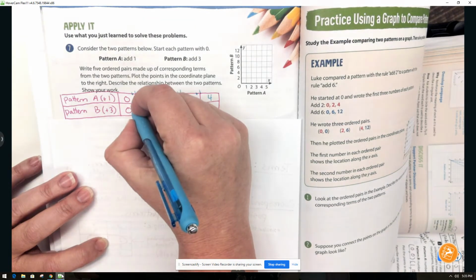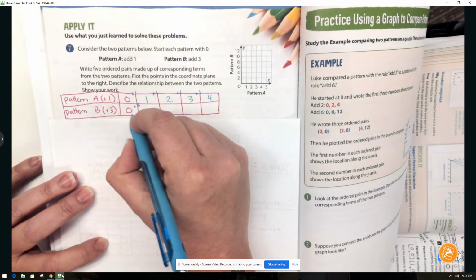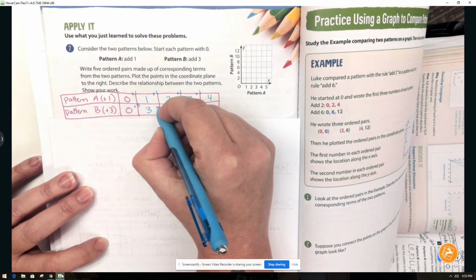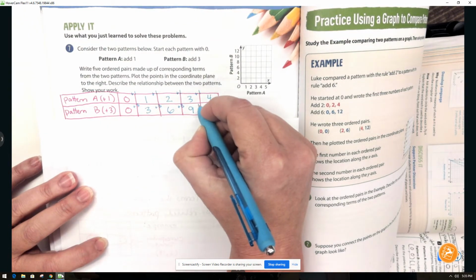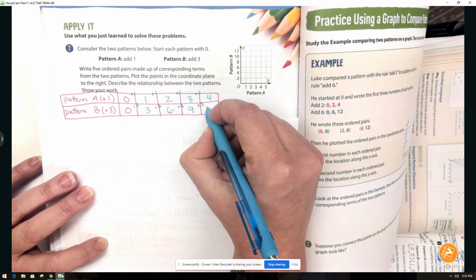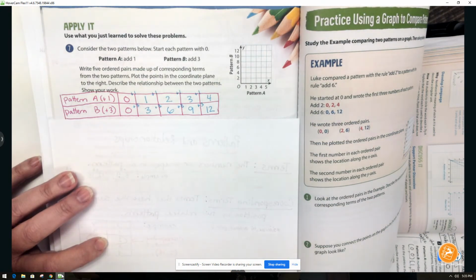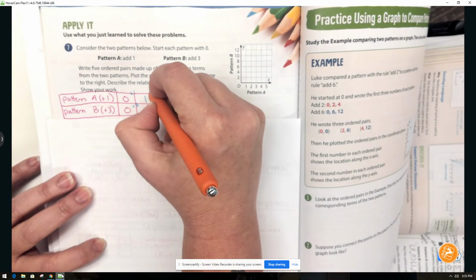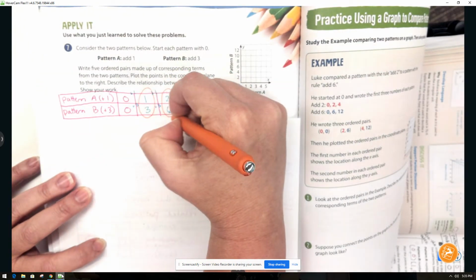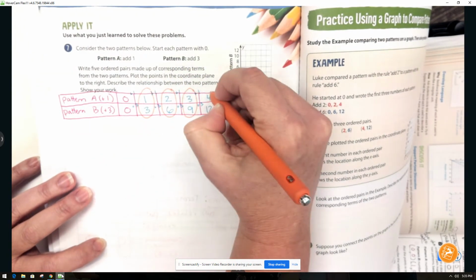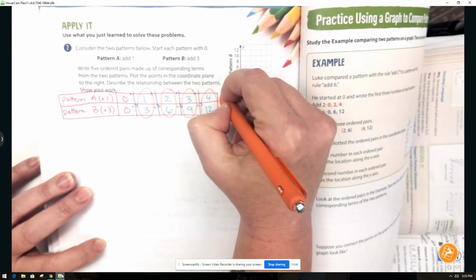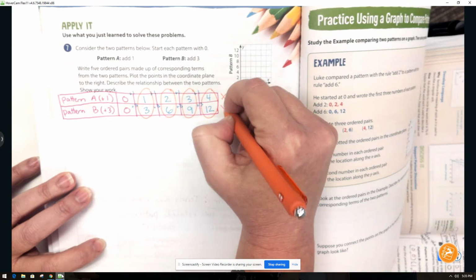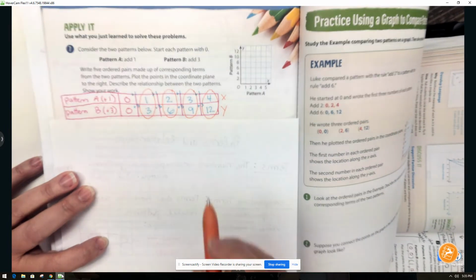For pattern B, we're going to add 3. So 0 plus 3 is 3. Add 3, we get to 6. Add 3, we get to 9. Add 3, we get to 12. Now, we're going to look at each of these corresponding terms, and we're going to make these our ordered pairs. Pattern A is going to be our x value, and pattern B is going to be our y value.